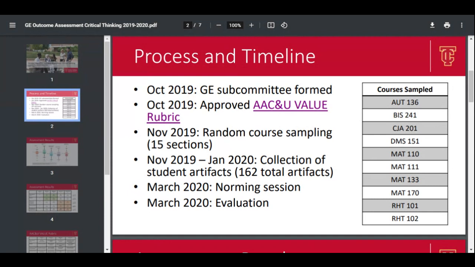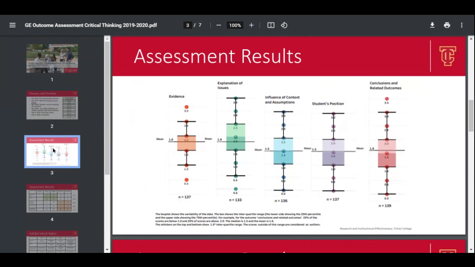The committee was formed in October. In October, they approved the AAC&U VALUE rubrics. And actually, if you were to click on here, you would be able to see the rubric that they approved. This year we did the same thing. They did their random course sampling, and then they obtained their artifacts, did norming and evaluation in March. So we're a little bit off the typical schedule here. But you do see the representative courses that were evaluated for critical thinking last round.